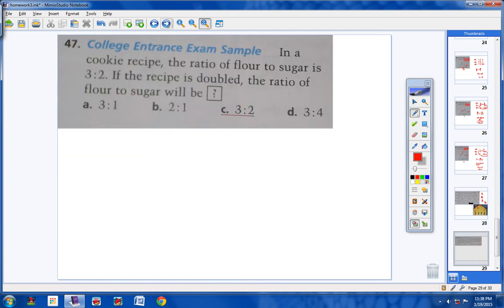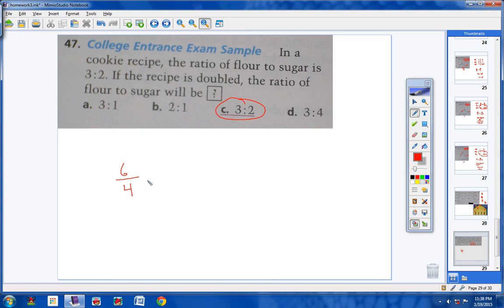All right, number 47. This is a funny problem. In a cookie recipe, the ratio of flour to sugar is 3 to 2. If the recipe is doubled, what is the ratio of flour to sugar? Guys, it's still 3 to 2. Think about it. If you double the ratio, then you're going to use 6 cups to 4, correct? Double this and double this.